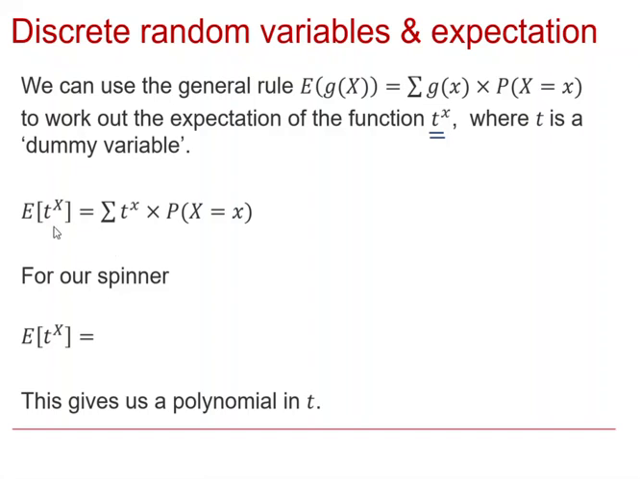And so if we just go from the definition of the expected value of t to the power x, for our spinner we would have the first outcome of x is 0, so t to the power 0 multiplied by a quarter, t to the power 1 multiplied by a quarter, t squared multiplied by a quarter, and t cubed multiplied by a quarter. So clearly a polynomial in terms of t, where the coefficients of t are the probabilities that x takes the value that the power is for t on each particular occasion.